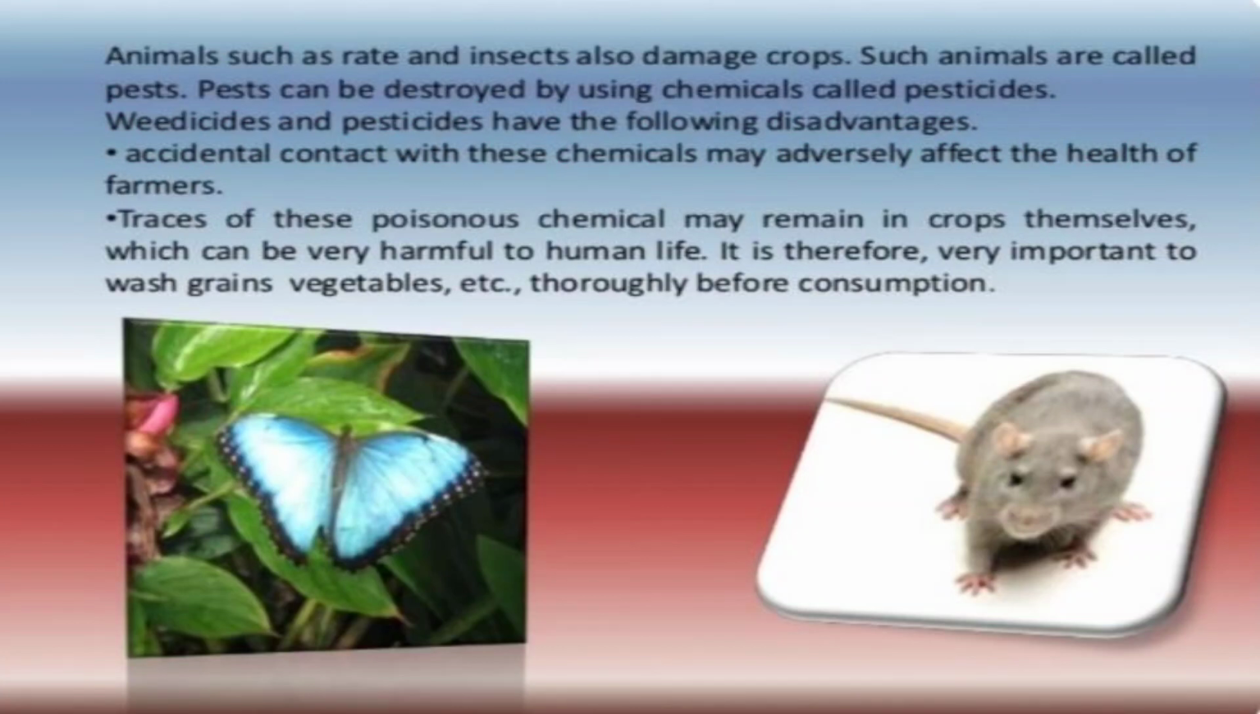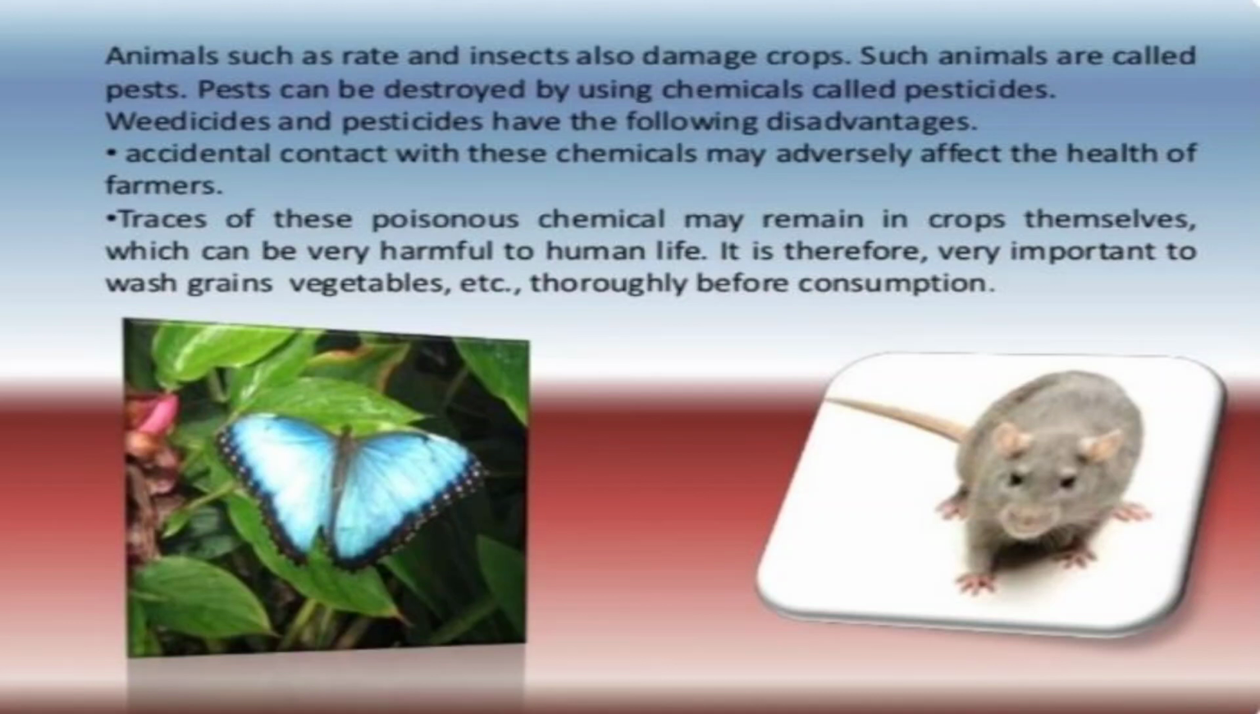Next we have this. Animals such as rats and insects also damage crops. Such animals are called pests. Those animals that damage crops by eating them are known as pests. Pests can be destroyed by using chemicals called pesticides. Weedicides and pesticides have the following disadvantages.